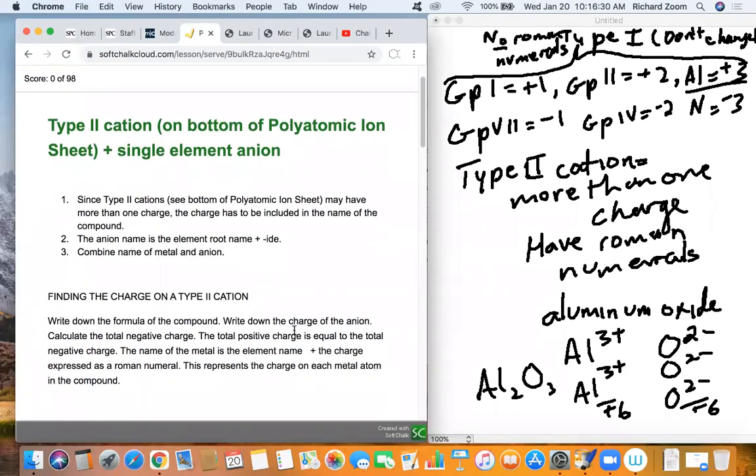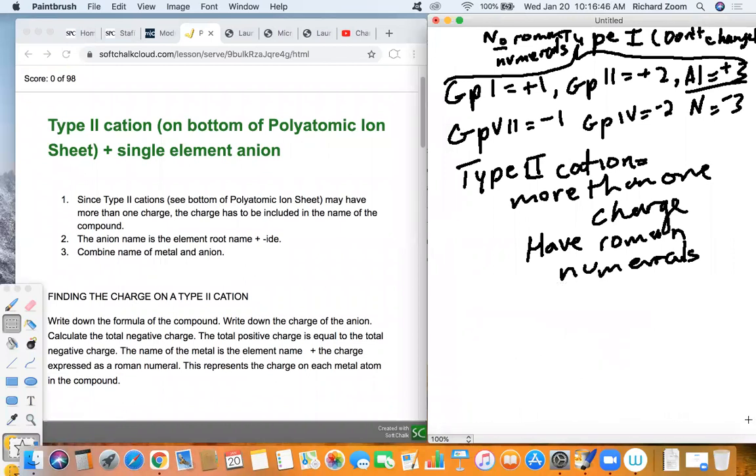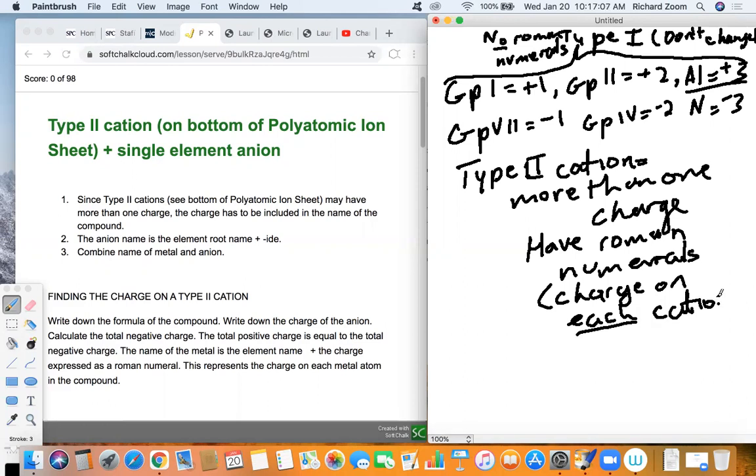Let's look at some examples with type 2 cations. I've already pointed out that these are going to have Roman numerals, and the Roman numeral is always going to match the charge on one of them. We'll say charge on each cation. That's important. The word each is important there.